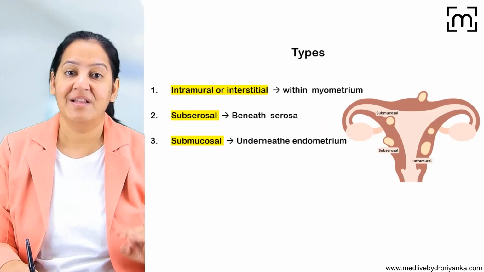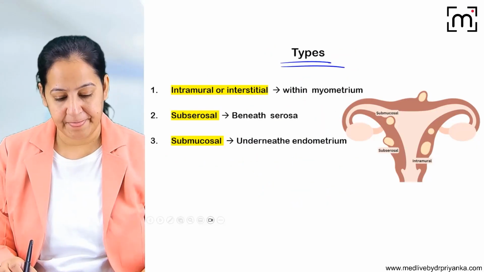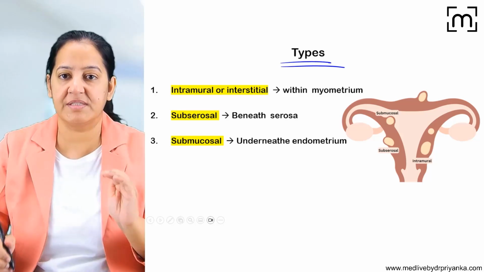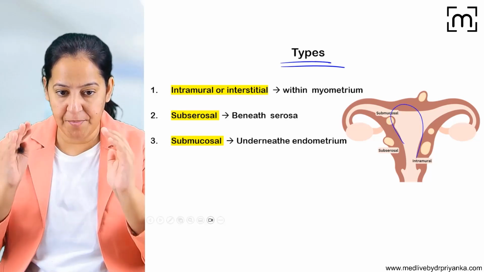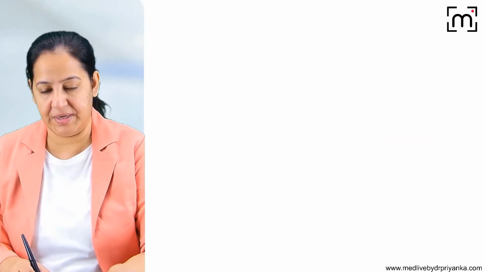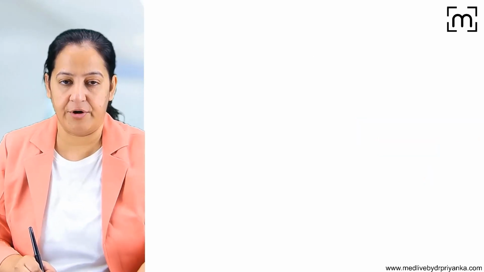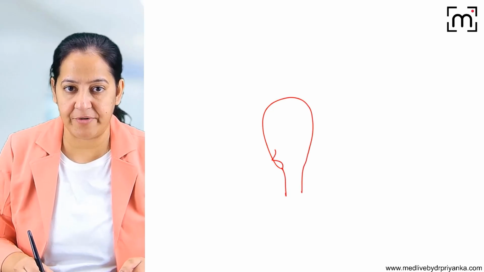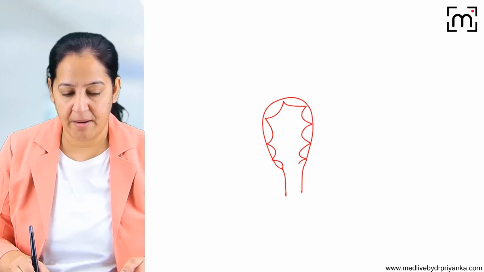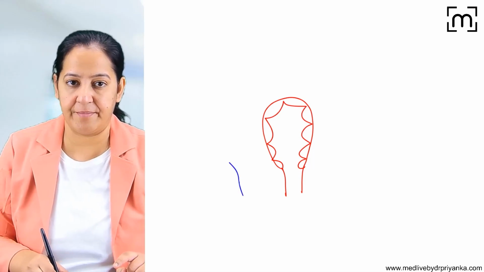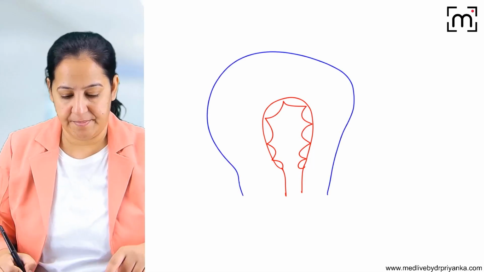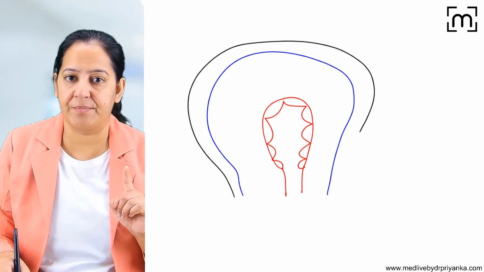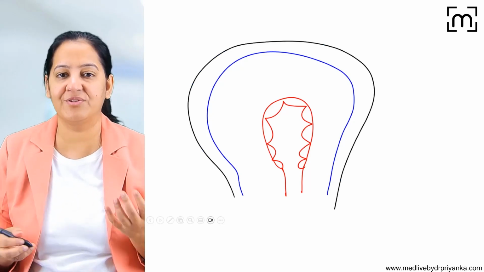Now coming to the types. There are three types. What do you mean by that? In the diagram of the uterus, what are the three layers? Innermost is endometrium, then the middle is the myometrium, and outermost is the perimetrium. We will draw the three layers. Let me draw the three layers here for you. So here I'm drawing the endometrium, the endometrial lining. Now I'm drawing the thickest layer, that is myometrium. And the outermost one is the perimetrium. Let me draw the serosa or the perimetrium. Now, where is the fibroid? What are the three types of the fibroid?